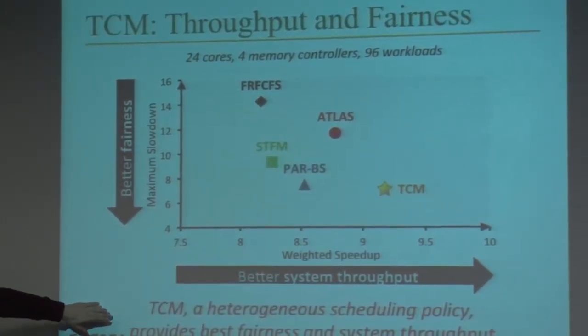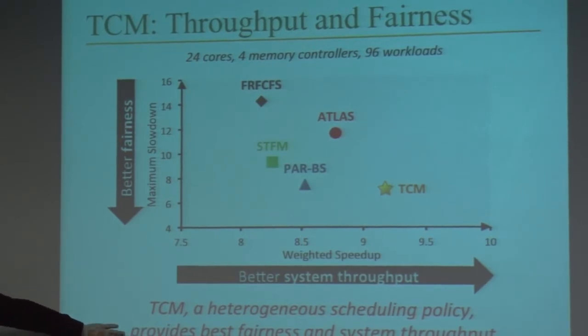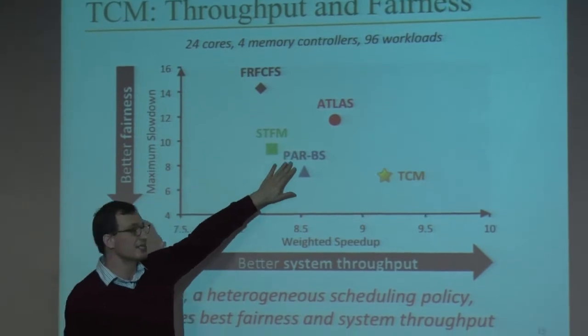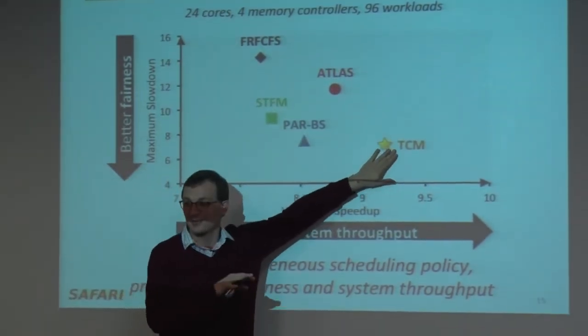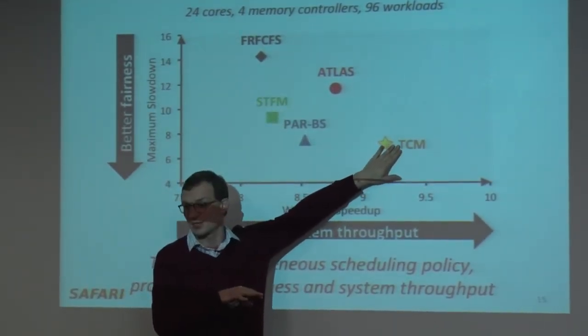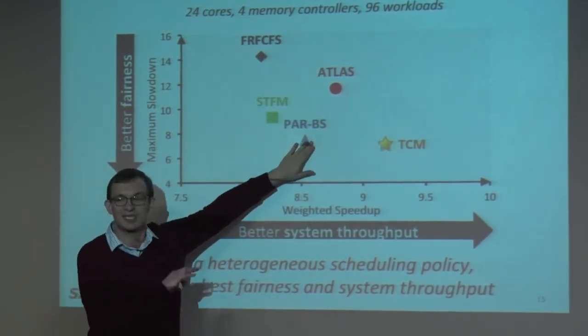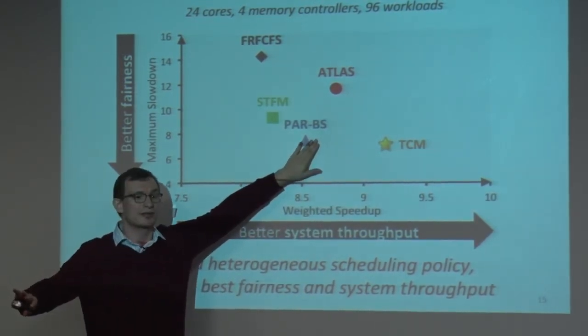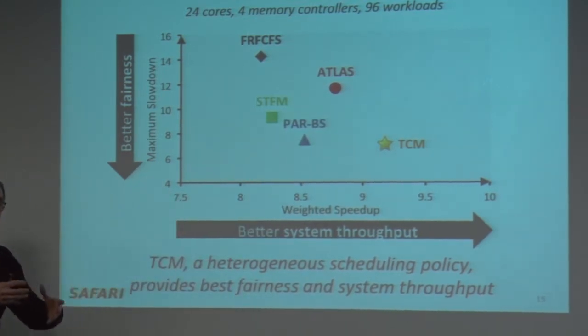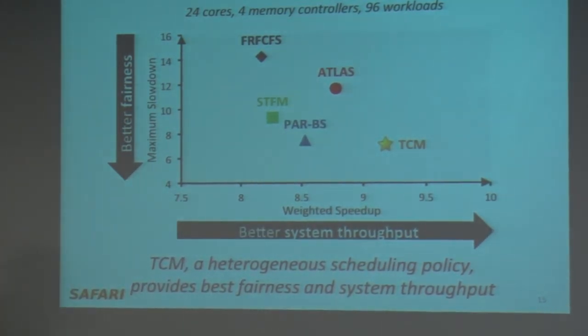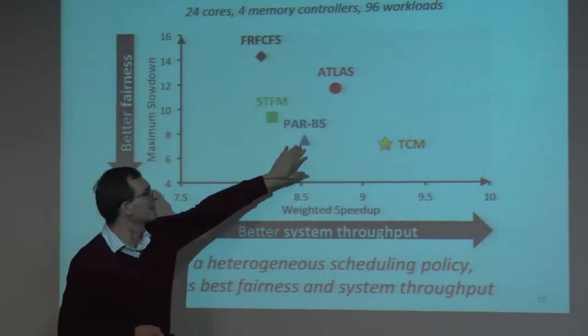So a heterogeneous scheduling policy provides the best fairness and system throughput compared to all of these different homogeneous scheduling policies. Why is this heterogeneous? Because it applies a different policy depending on the intensity of the thread, right? Depending on different clusters, you have different policies. Whereas in PARBS, you have the same policy across all of the threads. Across different batches, you do different things, but that doesn't consider threads, really.